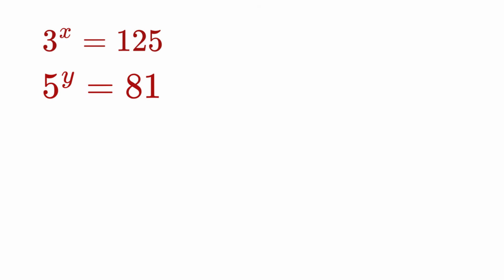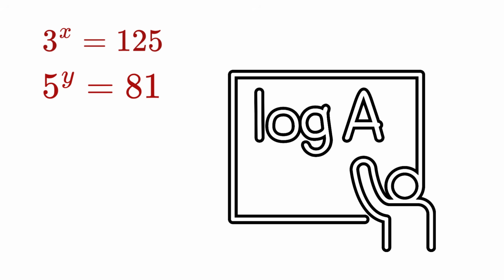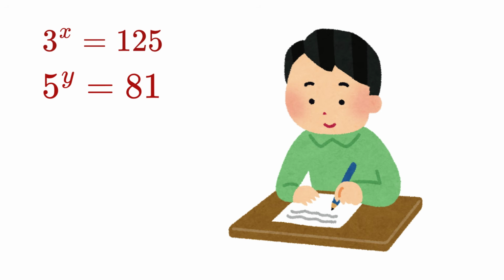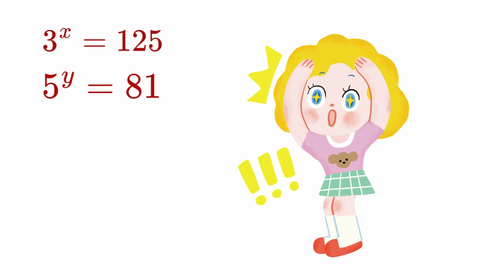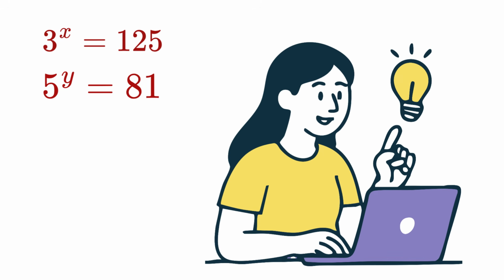When we see equations like 3^x = 125 and 5^y = 81, the natural method that comes to our mind is logarithms. And yes, we are going to solve it using logarithms first. But wait, there is also another method, and it is actually the fastest way to solve this problem. So stay till the end, because I will show you that smart trick as well.